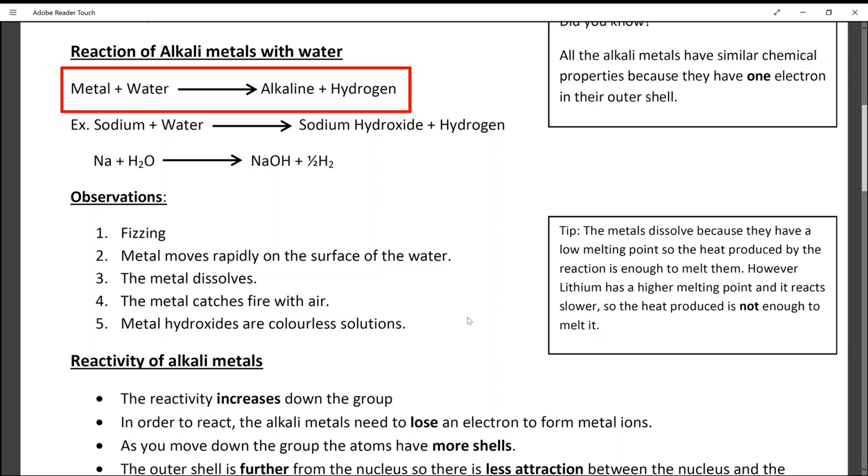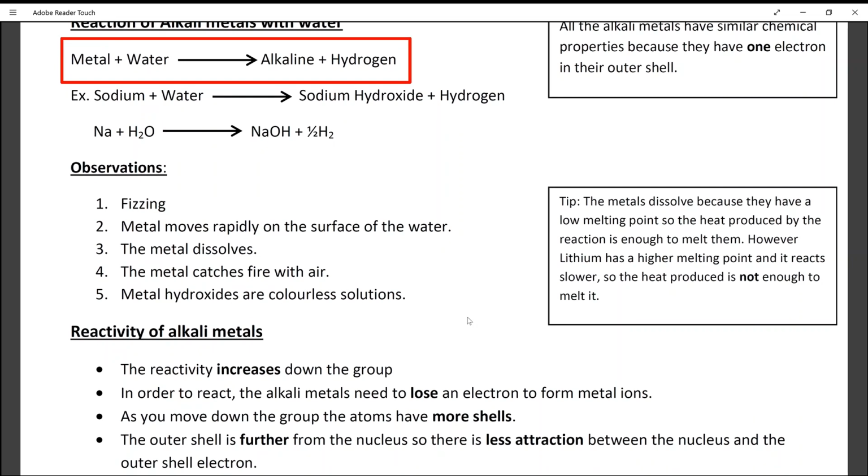The metal catches fire with air. This is not always the case with all the metals. For example, potassium catches fire with air because it is very reactive, but lithium and sodium don't. And metal hydroxides are colorless solutions. Yes, always. For example, sodium hydroxide, potassium hydroxide, lithium hydroxide, they are colorless.